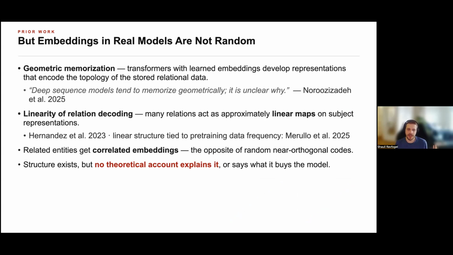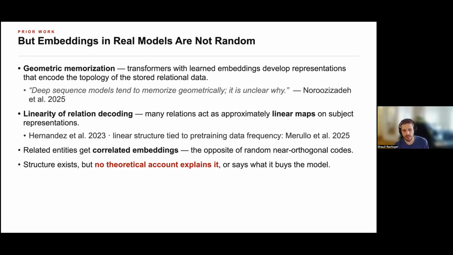So as I mentioned, this is what we have in practice. We have an embedding matrix that is trainable. There are some accounts recently that geometric memorization is important. So models do use the representations to memorize better. And one important empirical observation that I will go back to later is this finding about linearity of relation decoding.